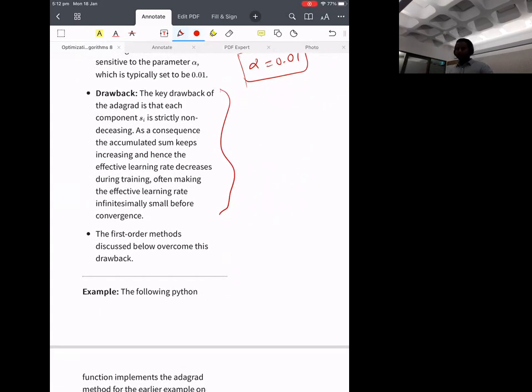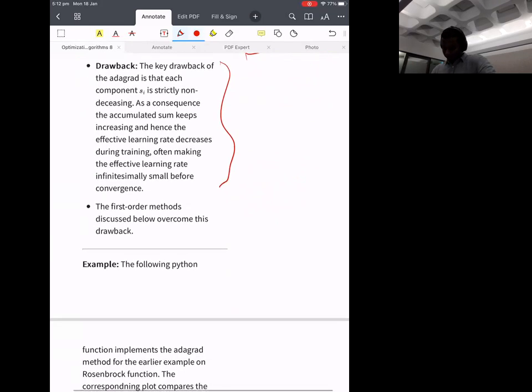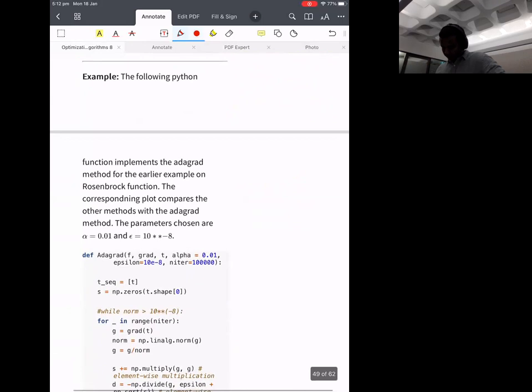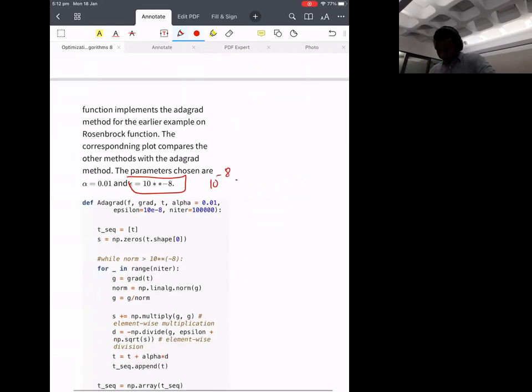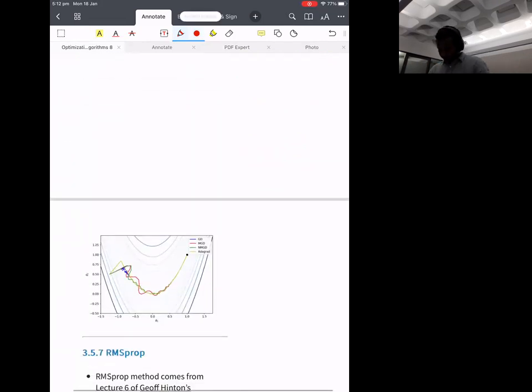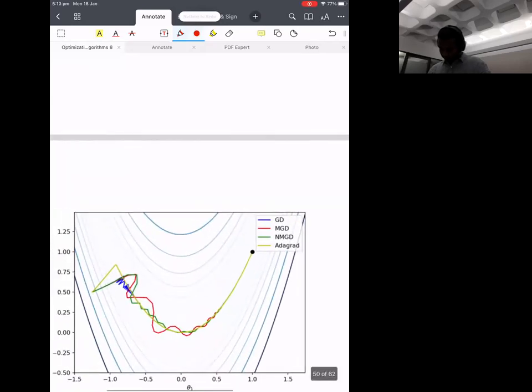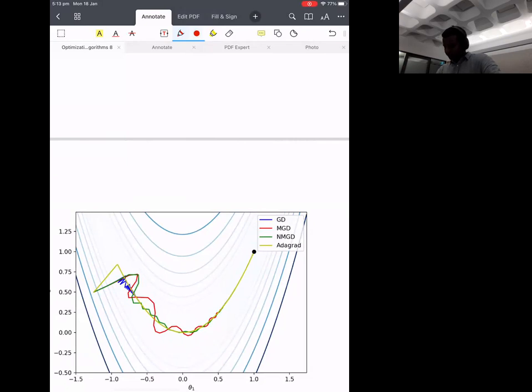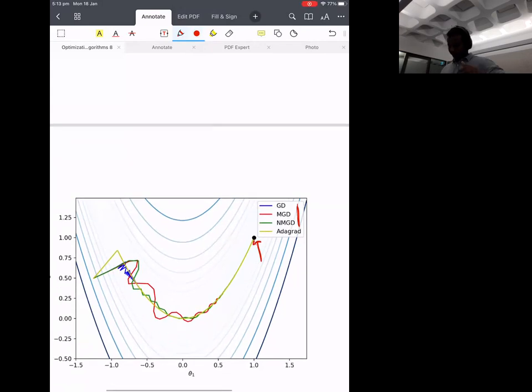So the RMSprop method actually addresses this issue. And for someone who is following, this epsilon is 10 to the minus 8, as I said. So look at this performance. As we have seen, there are three methods, the first three which we studied already. If you compare with the method we just saw, Adagrad, it is much smoother and quicker to reach the global minimum. It looks like the bullet in the movie called Wanted, a nice curve.